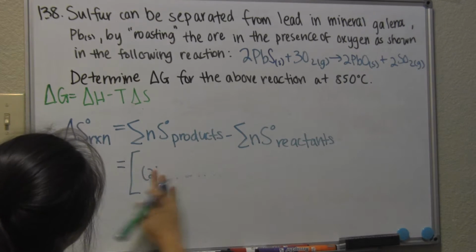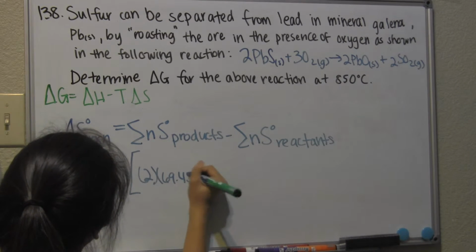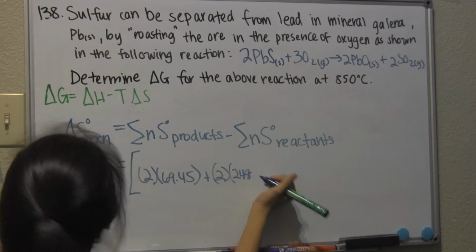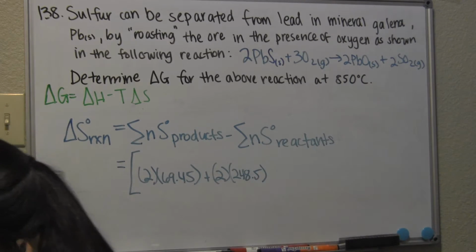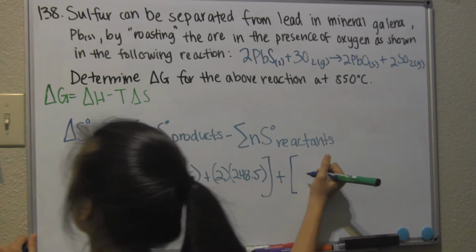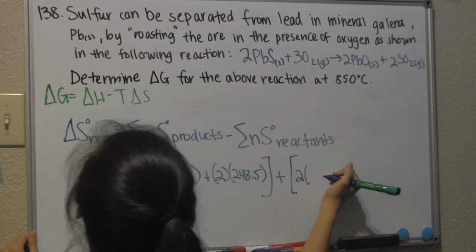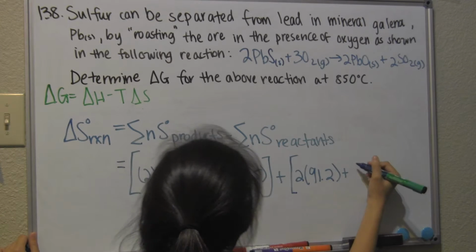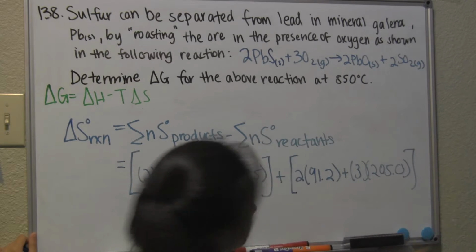oh excuse me, that's wrong. It's 2 times 69.45, sorry, I got the numbers confused, plus 2 times 248.5, and that will be your products, minus the sum of your reactants, which is going to be 2 times 91.2 plus 3 times 205.0, and that's going to be your reactants.